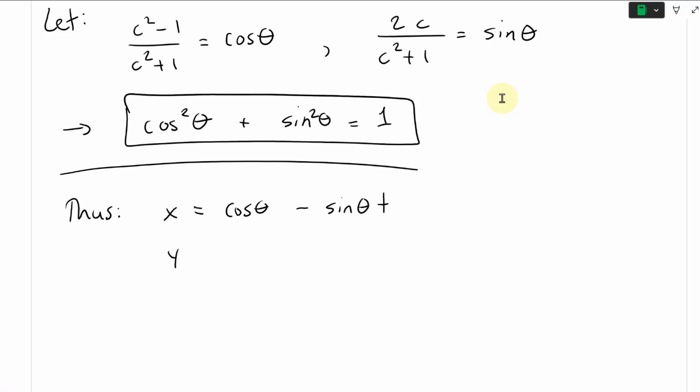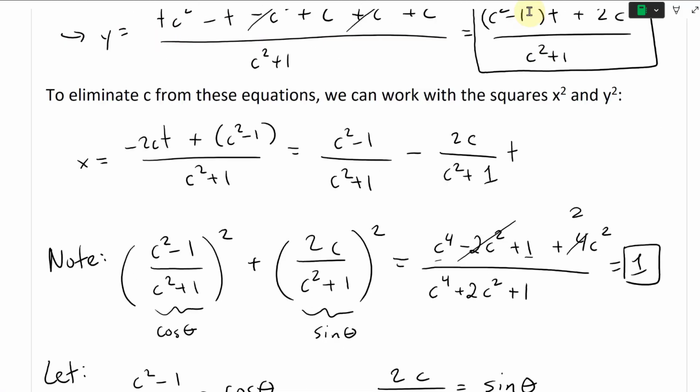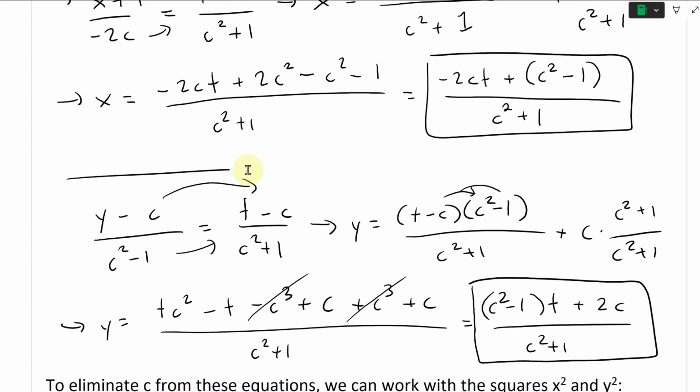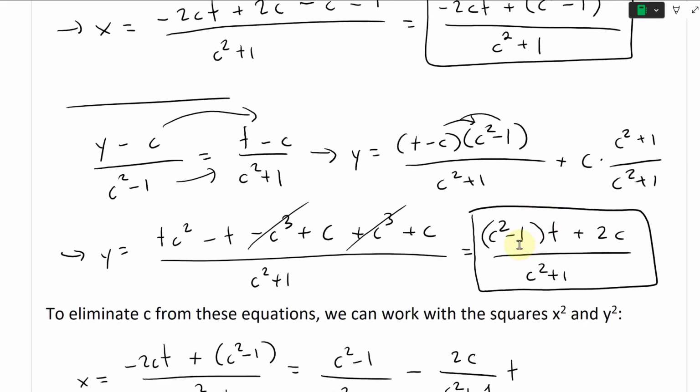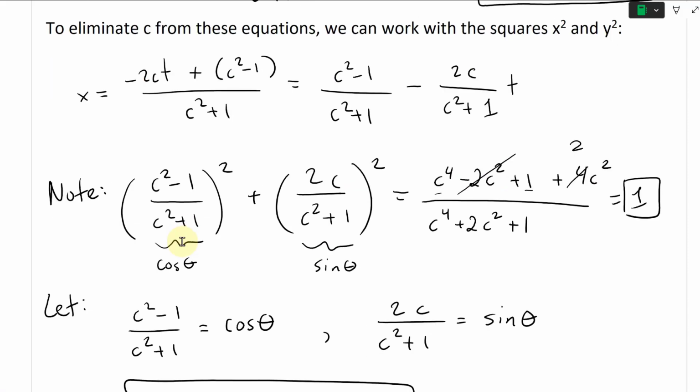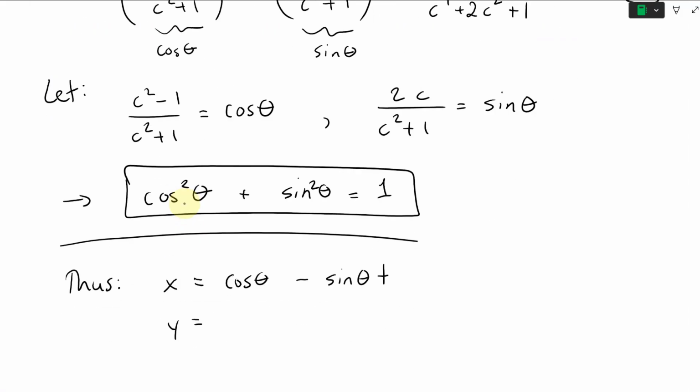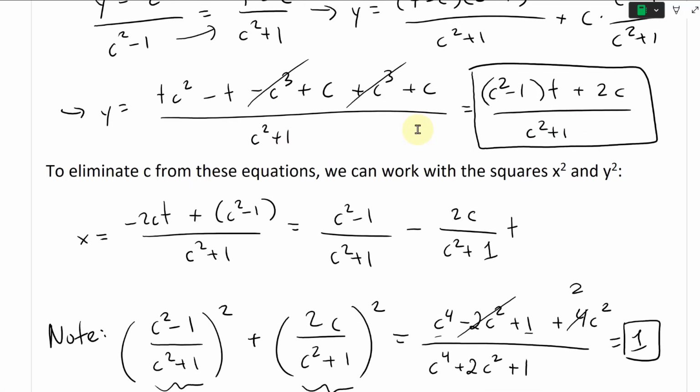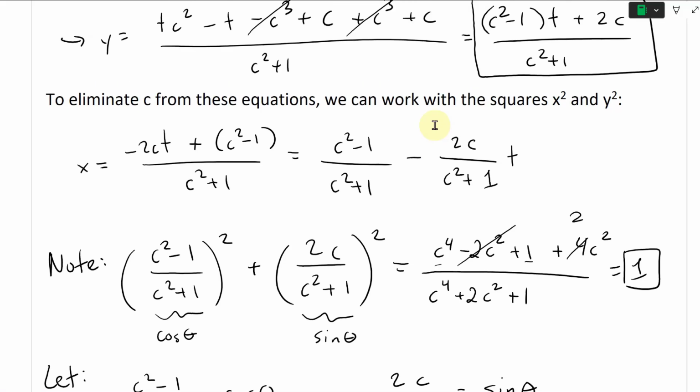And likewise for y, because y has the same components, but just in a different order. So if we go to the y right here, c squared minus 1 divided by c squared plus 1, so that's just cosine. And then we have a plus now, except there's a t there.